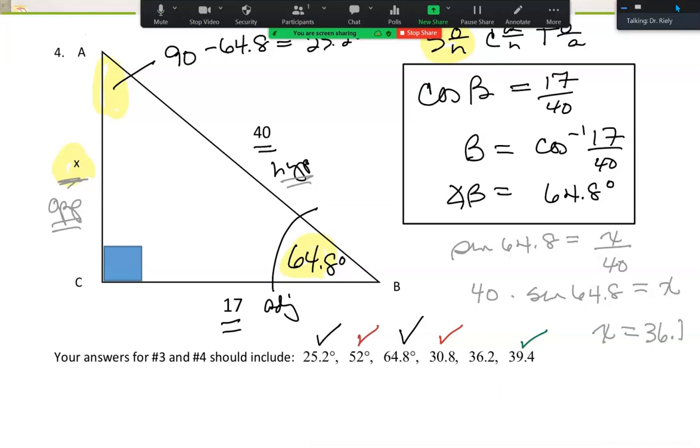and I'm getting x equals 36.1. Now, this says 36.2, but that's okay, and I'll show you why. Let me just box this guy a little bit.